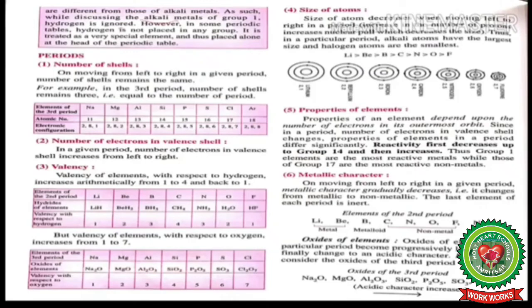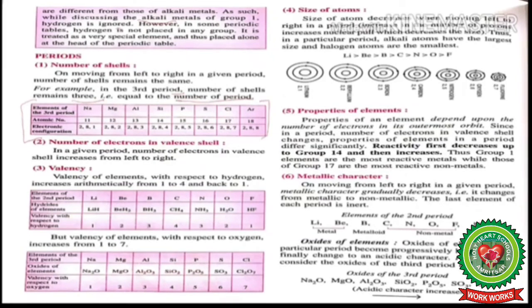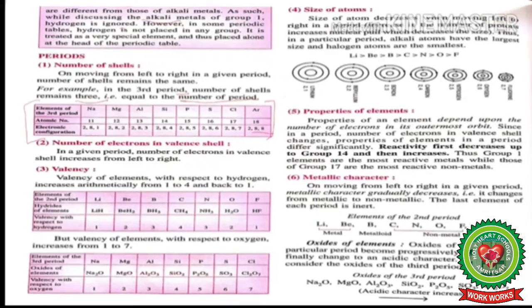Now periods, number of shells. On moving from left to right in a given period, number of shells remains the same. For example, in the third period, the number of shells remains 3, that is equal to the number of period. So here the elements of third period and their atomic numbers and electronic configurations have been given, and here you can clearly see that the number of shells is remaining the same and the number of electrons and number of protons is increasing.